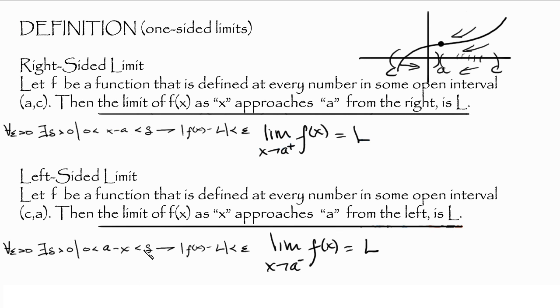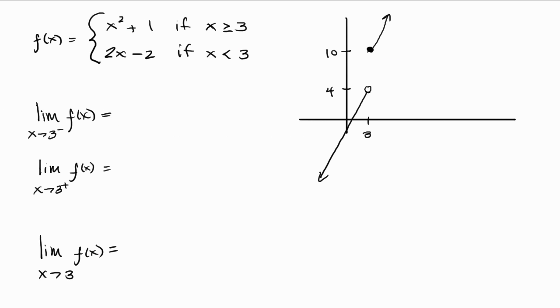And that's the only change. Okay, so now let's work with some examples. All right, notice this graph here. This function itself is composed of two subfunctions in this piecewise function. The function x squared plus 1 is over here, and the function 2x minus 2 is over here. And this function is valid if x is greater than or equal to 3.